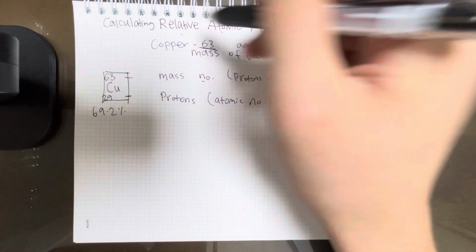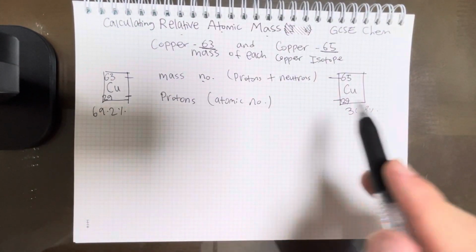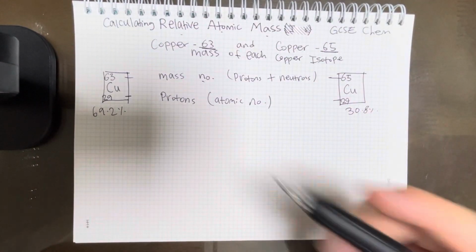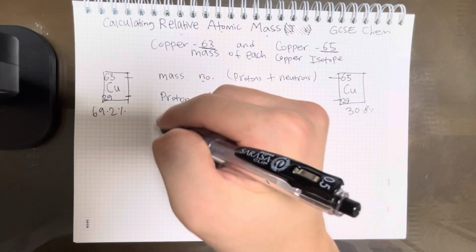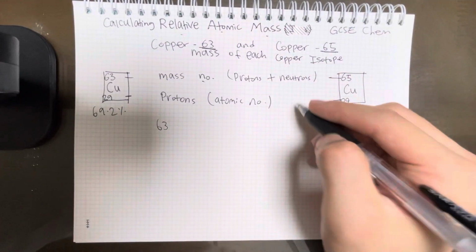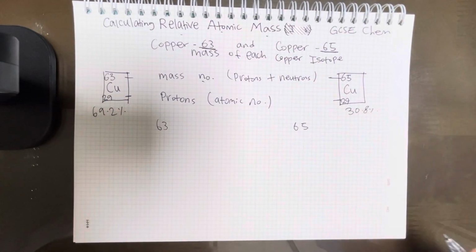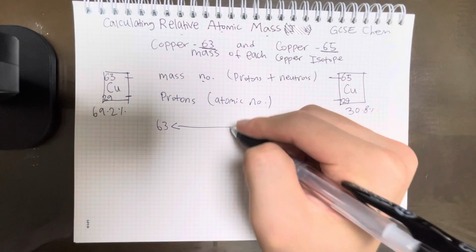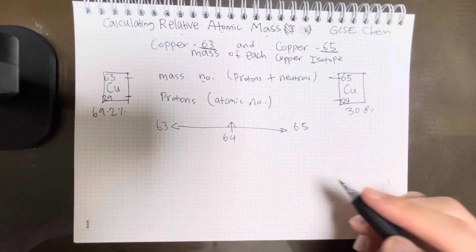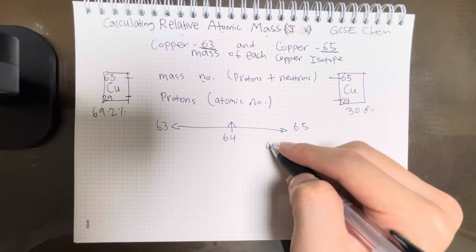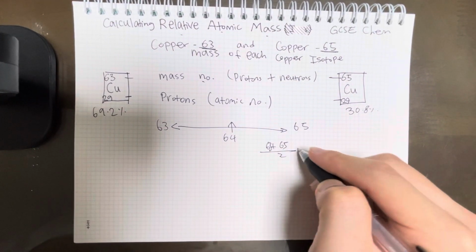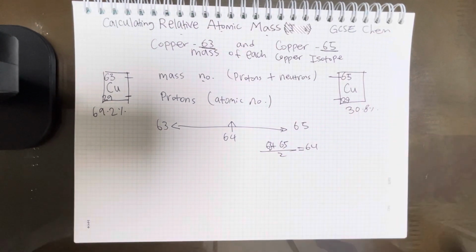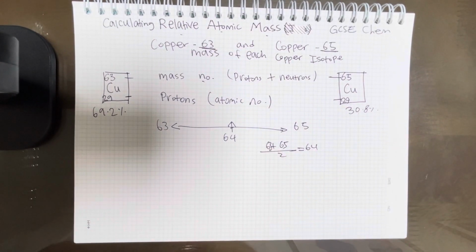The relative atomic mass is calculating the average mass number of the copper atoms. So copper 63 has a mass of 63, and copper 65 has a mass of 65, right? If you drew a number line, the average between the two would be 64. That's how you calculate average: 63 plus 65 divided by 2 would be 64. So the middle would be 64.